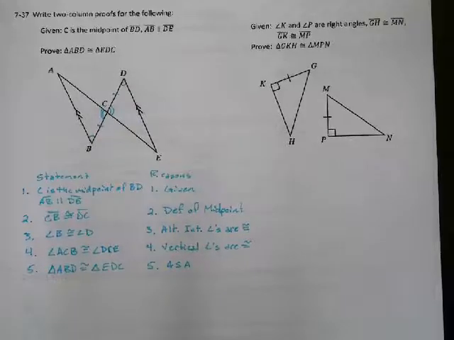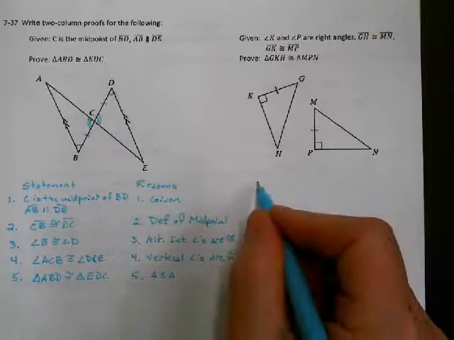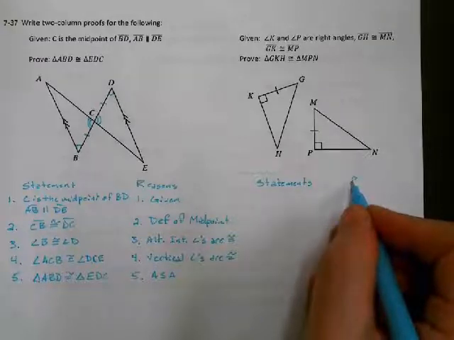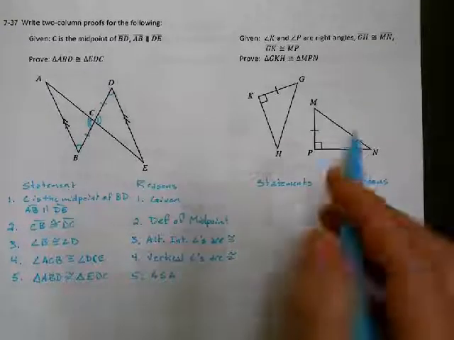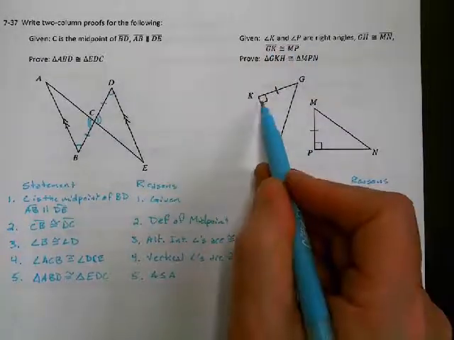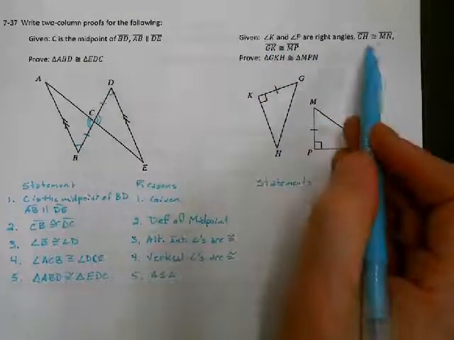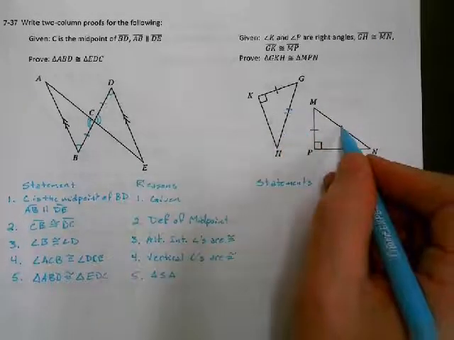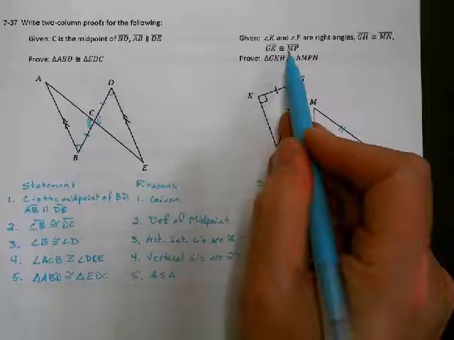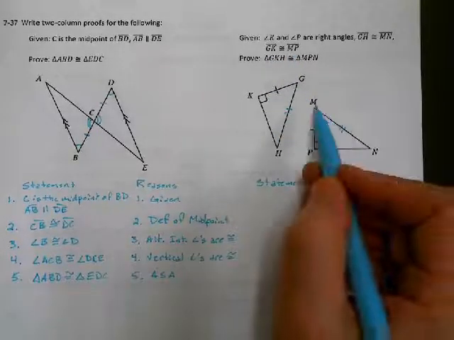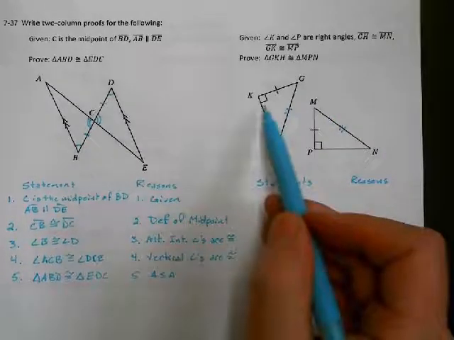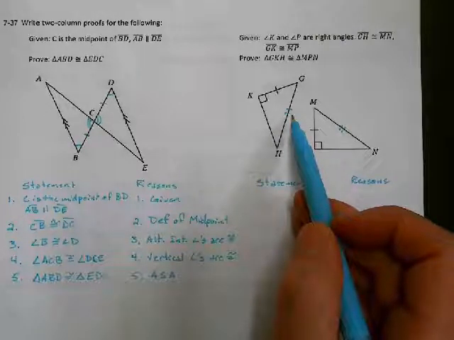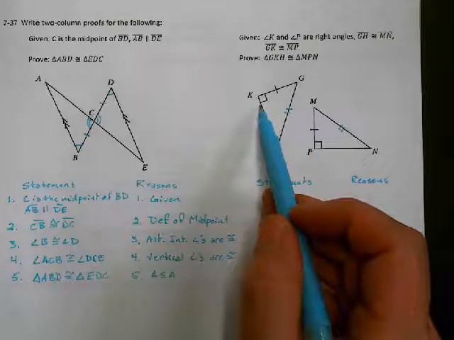Last one. So we've got statements and reasons. So this one says that K and P are right angles. That's why these two are there. GH is congruent to MN. So GH is congruent to MN. And then GK is congruent to MP. Here's GK, here's MP. Well, now I've got angle, side, side. That spells donkey. So usually that doesn't prove congruence. But since this is a right angle, it does work because we've got the hypotenuse and the leg.